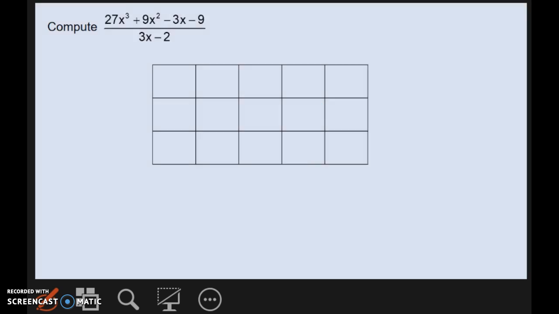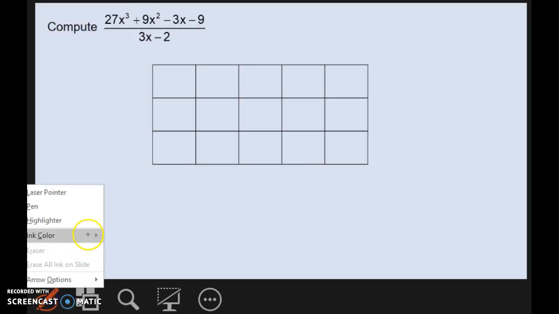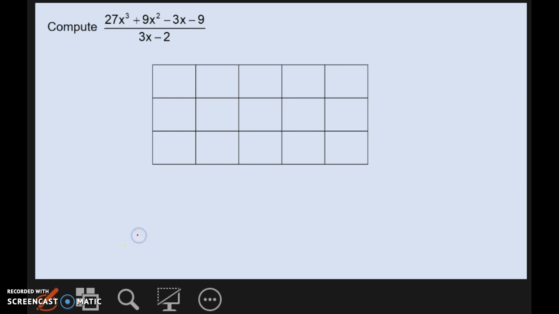Let's look at another one where things are going to change a little bit, but our process is still going to be the same. The first thing I want to do then is take this cubic polynomial and divide it by a binomial, 3x minus 2. That first box I'm going to fill out with 27x to the third.